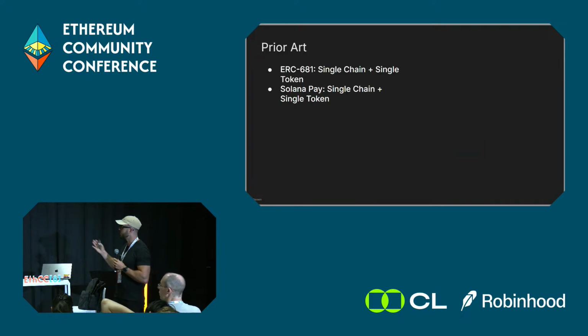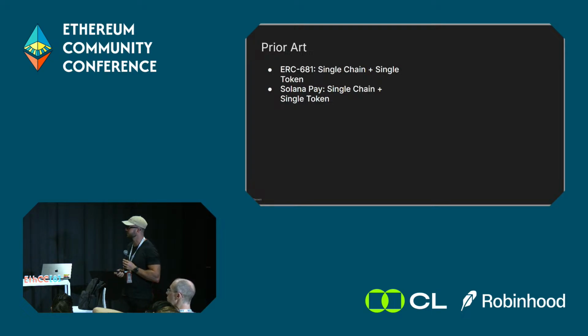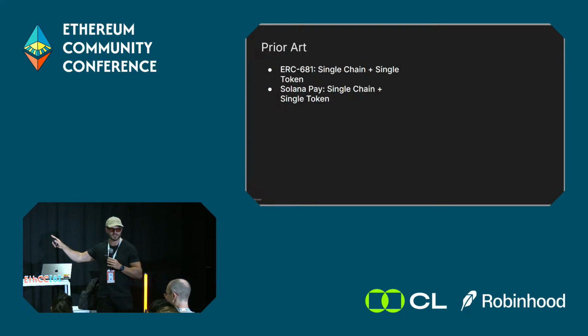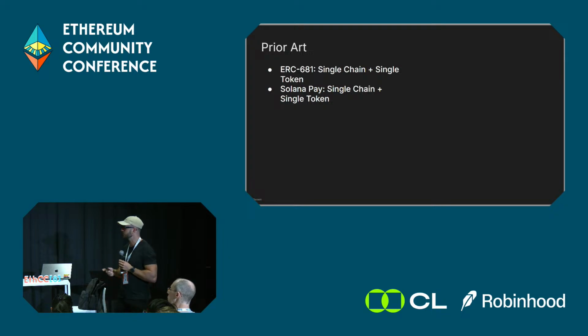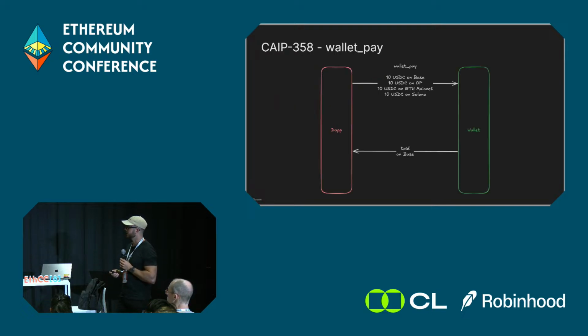And for payments, there's some prior art. There's ERC-681. It's 3 digits, which means it's pretty old. That was basically a single chain and a single token. And there's Solana Pay, which is also a single chain and a single token. And now there's CAIP-358, which is pretty nascent. If you want to contribute to some standards, then this is actually a good one to maybe leave some comments and contribute to get your feet wet.